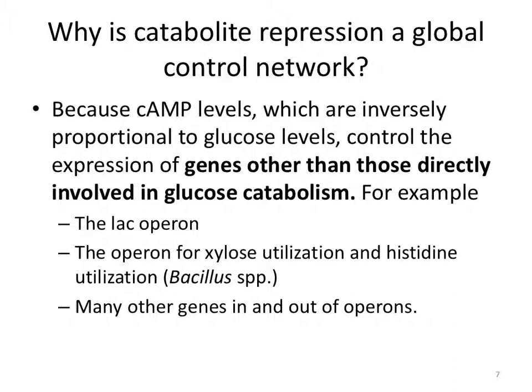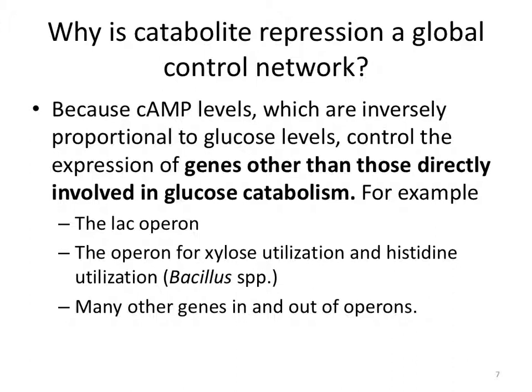So why is catabolite repression a global control network? Well, it's because cAMP levels, which are inversely proportional to glucose levels, control the expression of genes other than those directly involved in glucose catabolism. So in this story, the environmental cue is glucose level, the effector molecule is cAMP, but multiple genes are being affected. For example, the lac operon, which is an operon theoretically unrelated to glucose catabolism, and also many other genes in and out of operons.